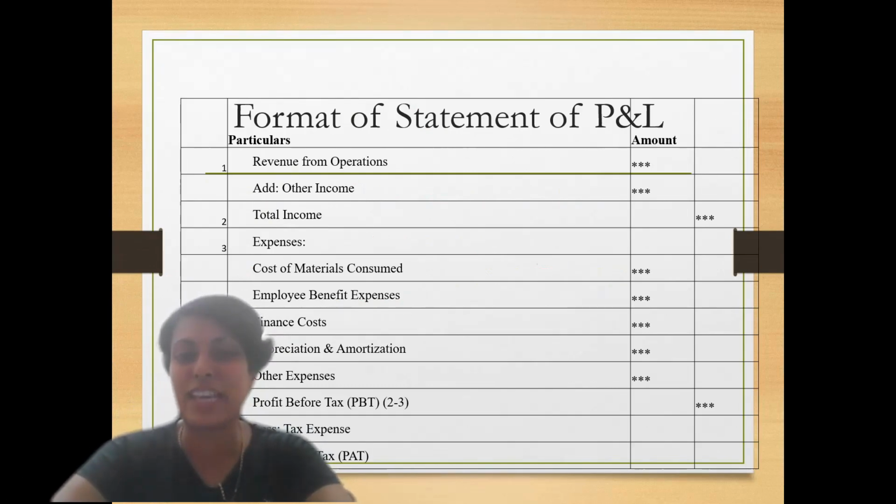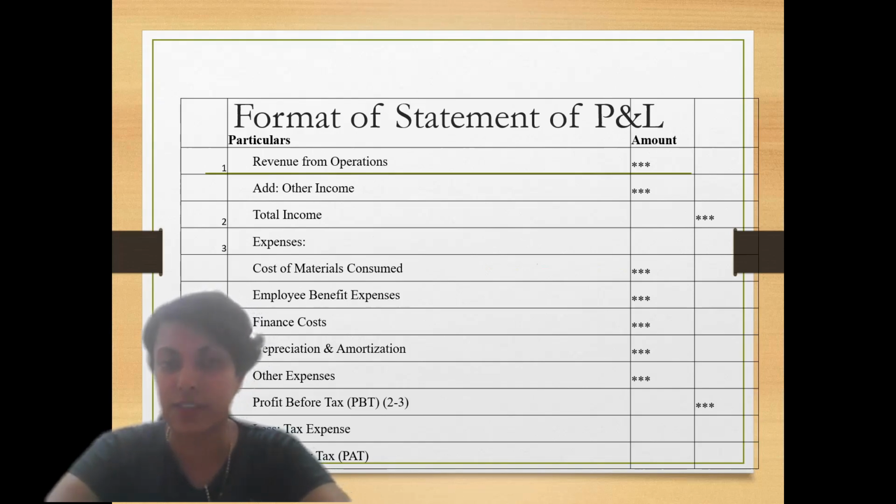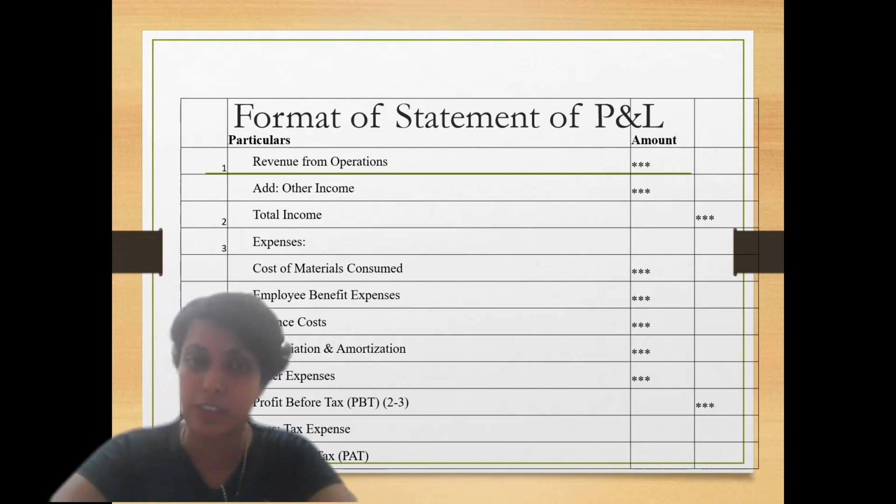Then the third head is the expenses. Here, the cost of materials consumed. So whatever is the cost of goods that is used in production, the cost of materials consumed has to be included here. Employee benefits expenses. If there is any employee benefit expenses, that will be included here. For example, salary, wages, bonus, all these expenses will be included under employee benefit expenses.